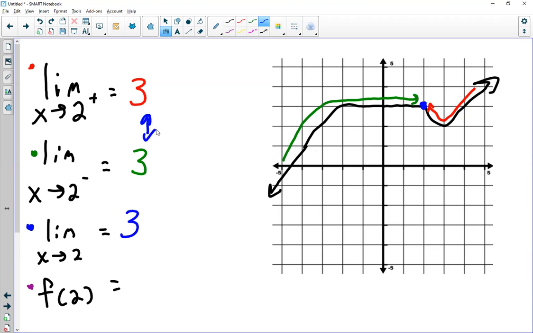If these two numbers don't match, that means you don't have an overall limit. It would be DNE, does not exist, and we'll talk about that. What if it's really close though, like 4.001 and 3.999? The limit would be approaching what in that case? 4. So it doesn't have to be exactly the same. Of course not, because remember, you're only approaching it. You never actually get there.